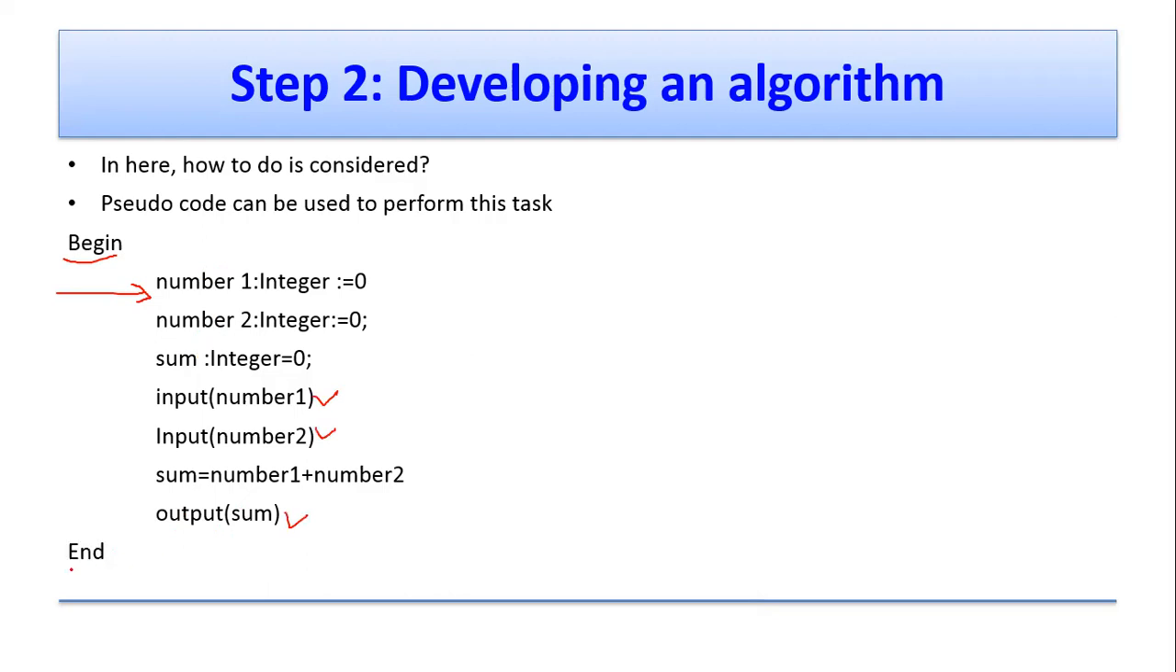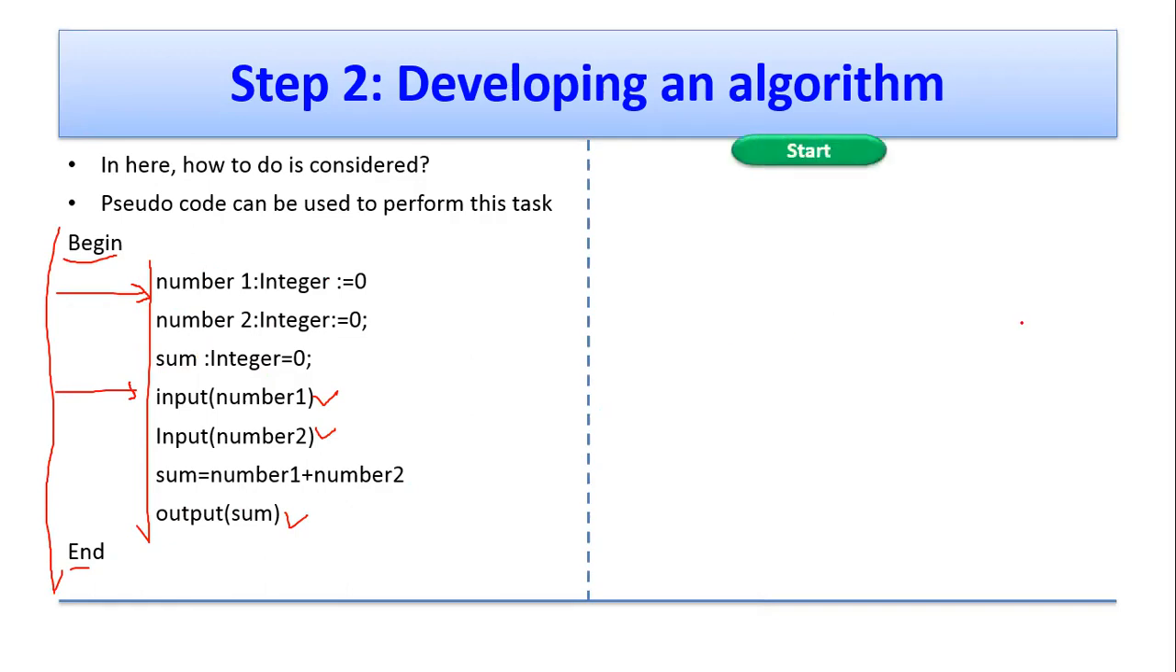Then this is the end of this algorithm. Here we have to keep some space from the beginning point, some indent, so usually we use a tab space there. This is pseudocode, and the next one is the flowchart. So this is a starting point, which I have already explained.